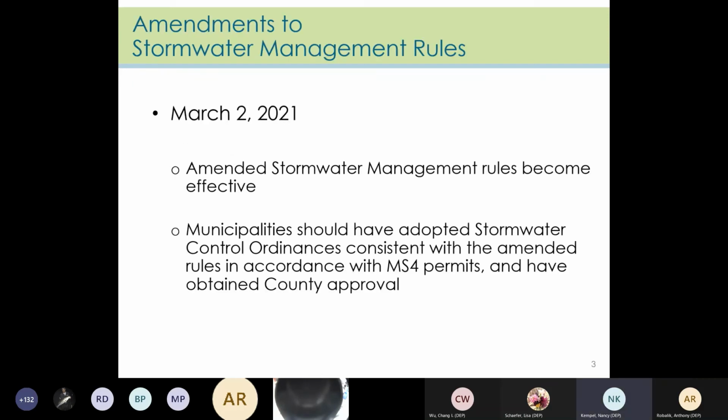The amendments to the stormwater management rules that we were covering throughout this course were adopted on March 2nd, 2020, and had a 1-year delayed effective date, so they didn't become effective until this past March 2nd. Municipalities, as you know, had 1 year to update their stormwater control ordinance, or SCO. They were notified in writing and via email a number of times, and so almost all of the towns should have updated their SCOs by this March 2nd, 2021 deadline.